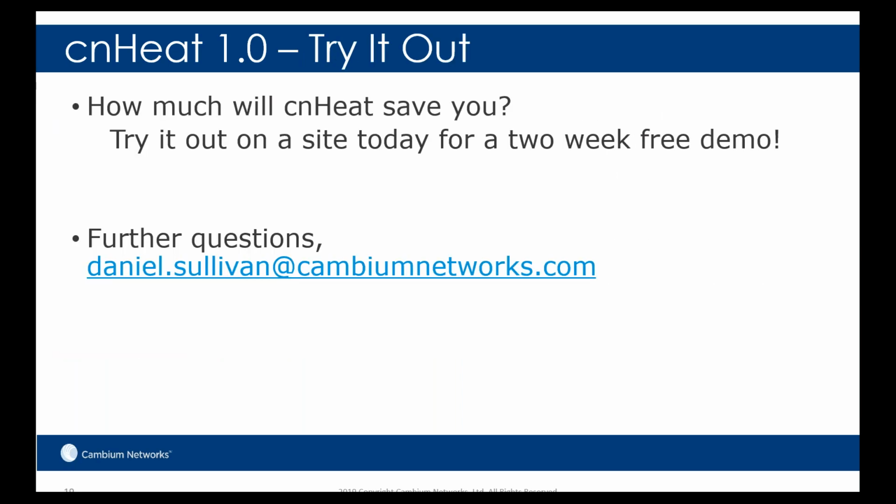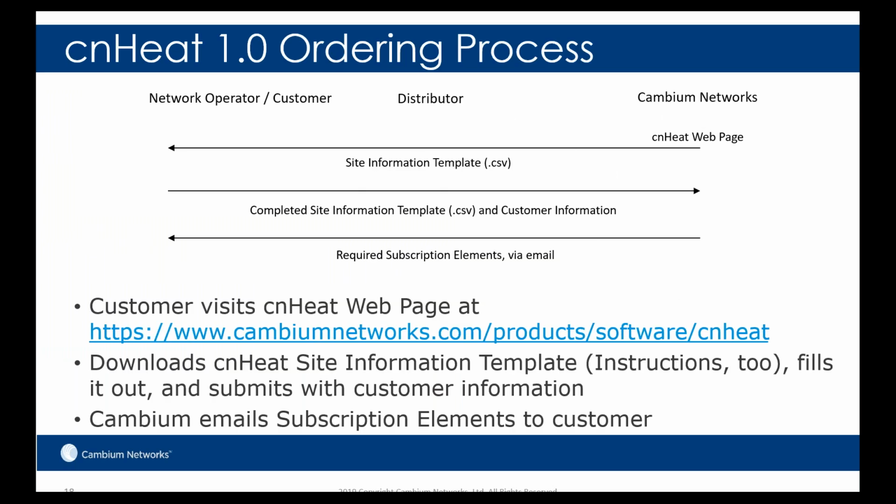All right. Okay, so how do you order cnHeat? What's the process? Is it hard, is it difficult, or is it easy? Here's what we do. There are really three steps. The first step, and I'll go to the website here, is you go to the Cambium Networks website and download a template. I'm going to show you this information. Then when you fill out your template all about your site, you upload it back to Cambium Networks. The last thing Cambium Networks will do is take the information and send you the parts that you need to order to take on cnHeat.